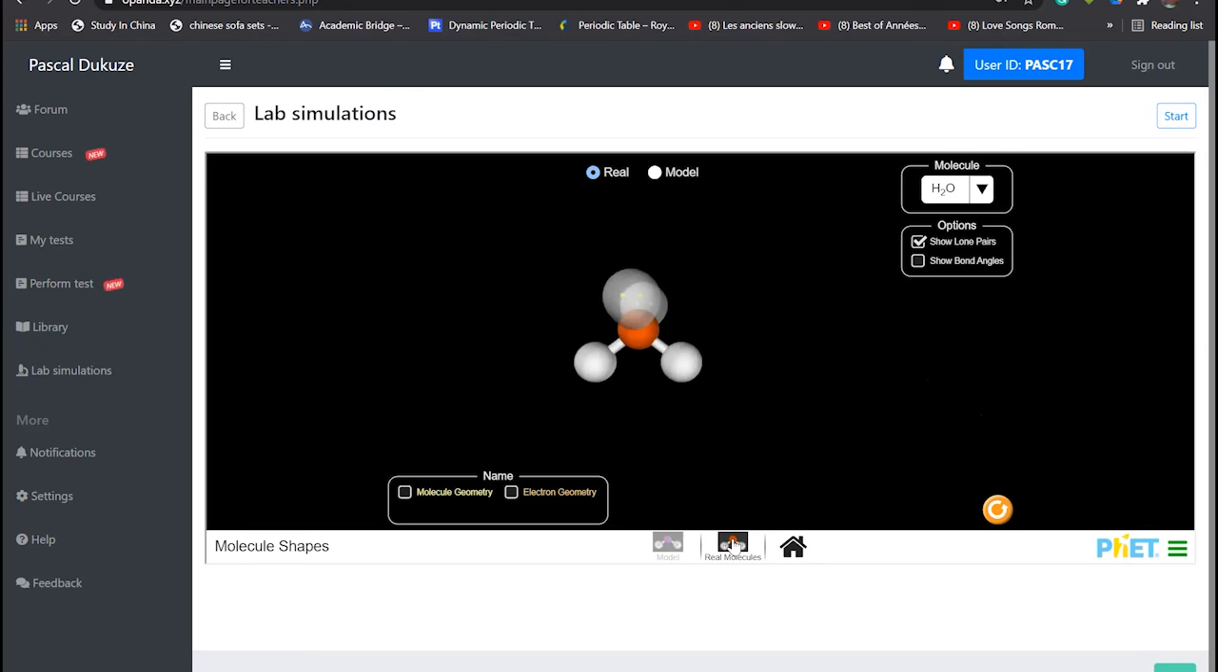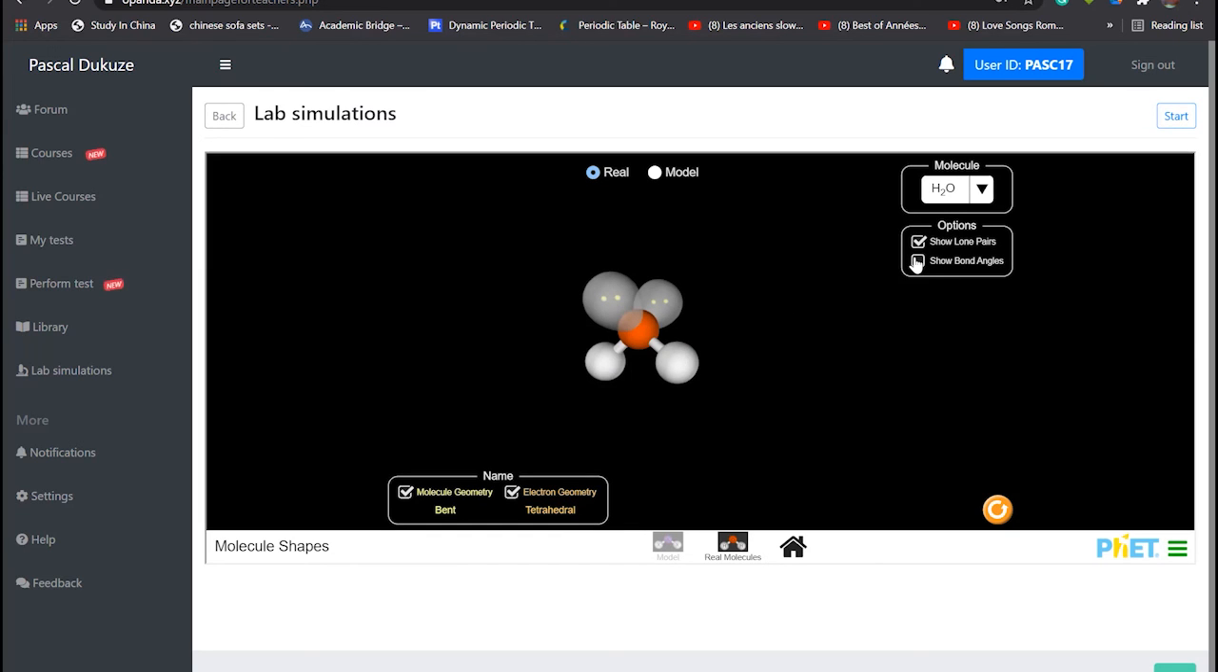We get some examples of molecules. You see here we have a molecule of water. This is a molecule of water. What is the name of the geometry of our molecule? It's bent, you see? It's bent with 2 lone pairs and 2 bonding pairs. The electron geometry, what will it be? It's tetrahedral because we have 4 electron pairs around the central atom.